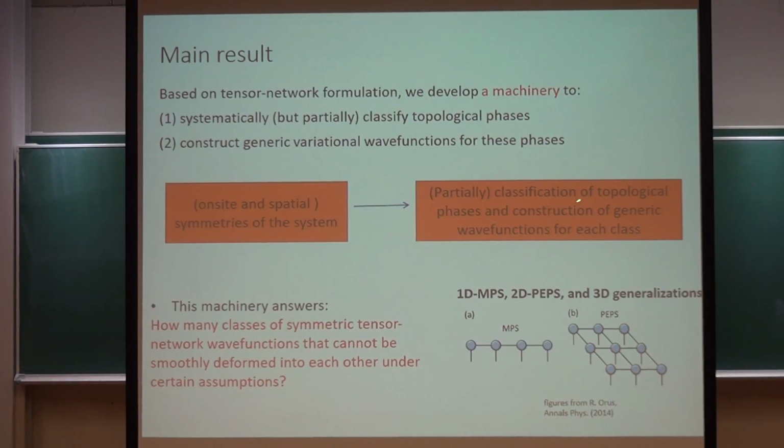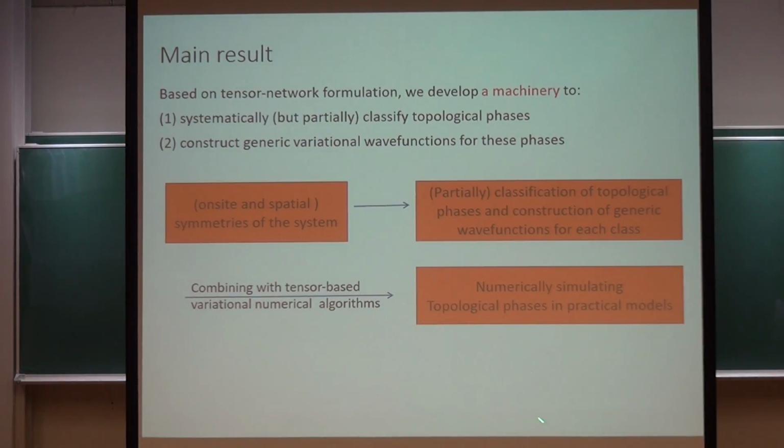So this classification is really a classification of symmetric tensor networks. And if you think about this question directly, it basically sounds like a topological question, right? Because by definition, topology means a classification of objects up to smooth deformation. So here, the object is this tensor network wave function, and the deformation is the deformation of the tensor network wave function respecting the symmetry.